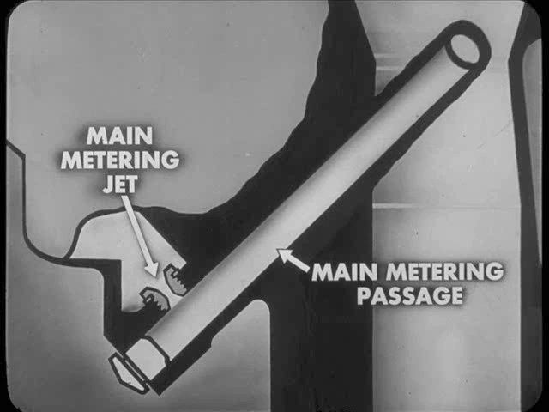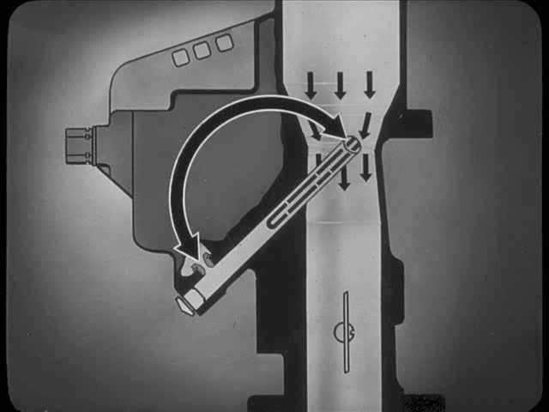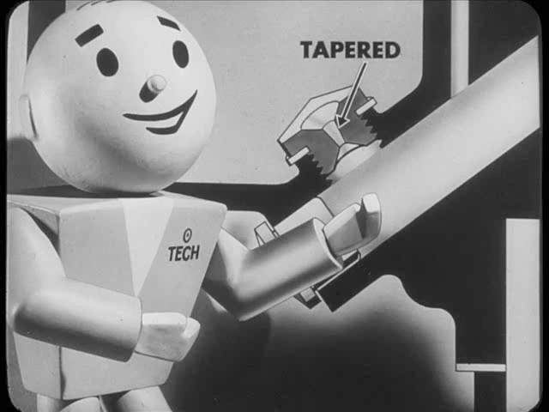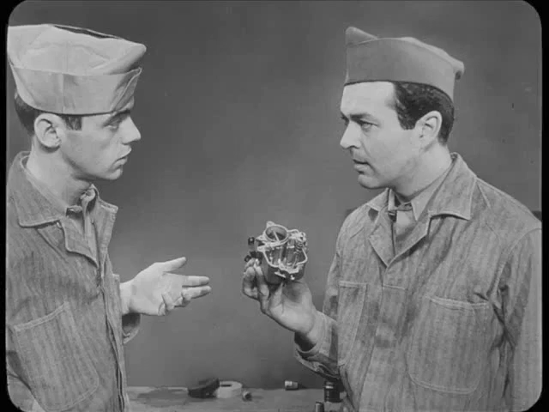It's in the bottom of the float bowl, Duke, and screws into the main metering passage. That jet controls the amount of fuel flowing through the carburetor in proportion to the speed of the air going through the venturi. But remember, that hole in the jet is tapered and carefully flow-tested to measure out an exact amount of fuel. Don't run a piece of wire or a drill through it to clean it out, because that'll ruin it.